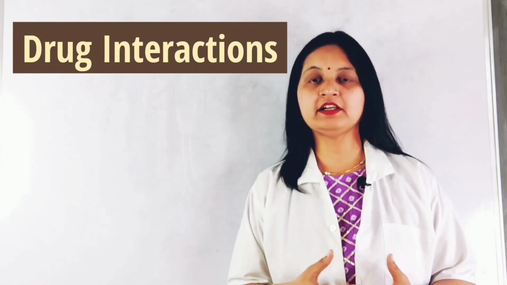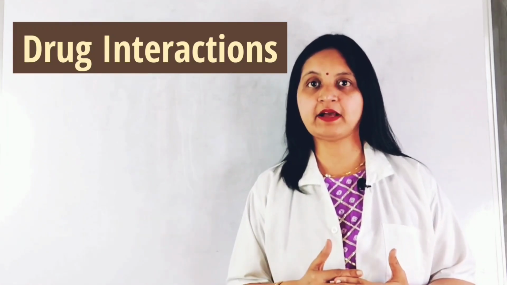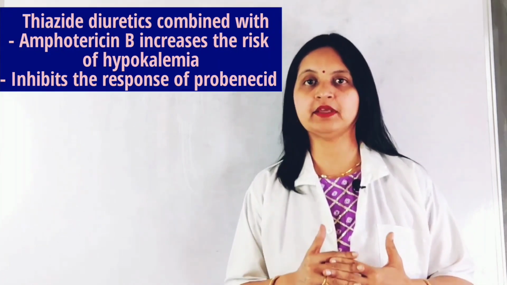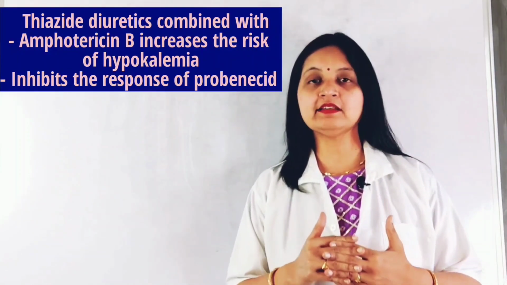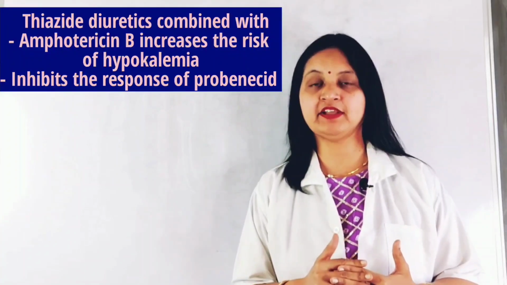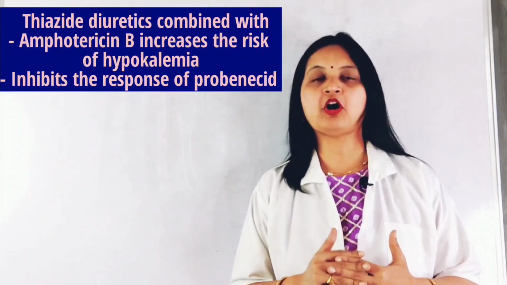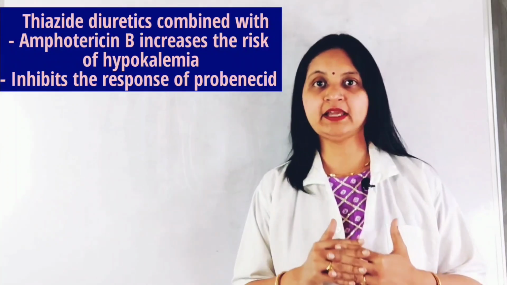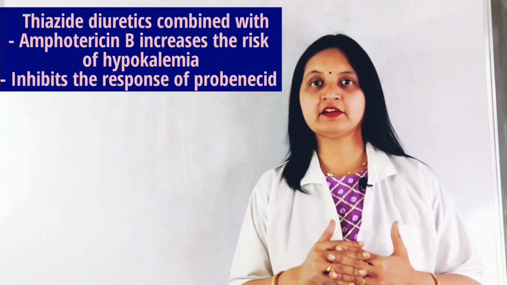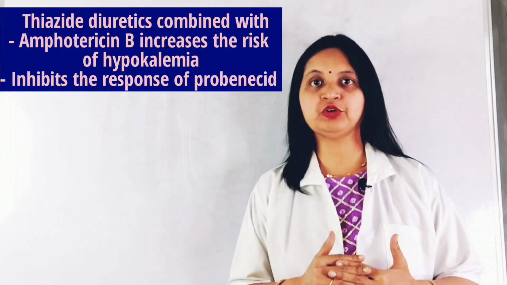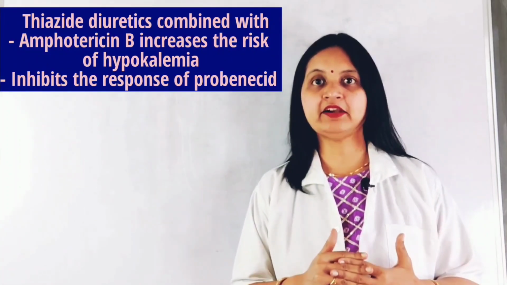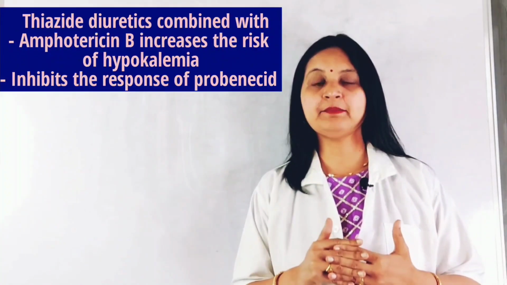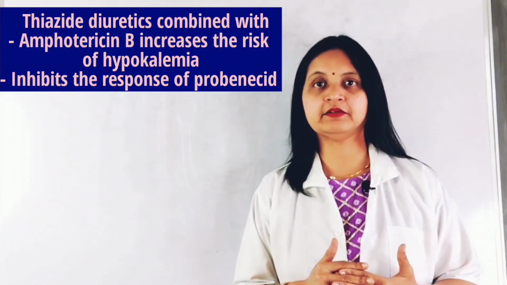With respect to drug interactions, thiazide diuretics when combined with amphotericin B increase the risk of hypokalemia. Also, they decrease the effect of probenecid when administered together because thiazide diuretics and probenecid both act on the same transporter, causing secretion of these drugs into the tubular lumen. So, thiazide diuretics compete with probenecid for the transporter and inhibit the action of probenecid.